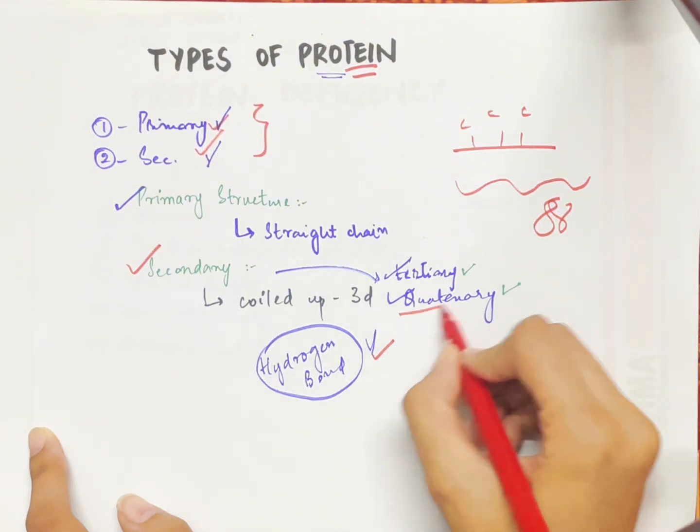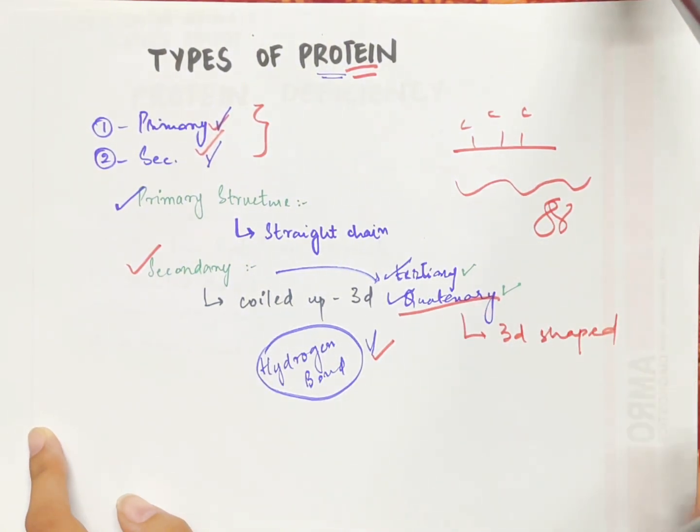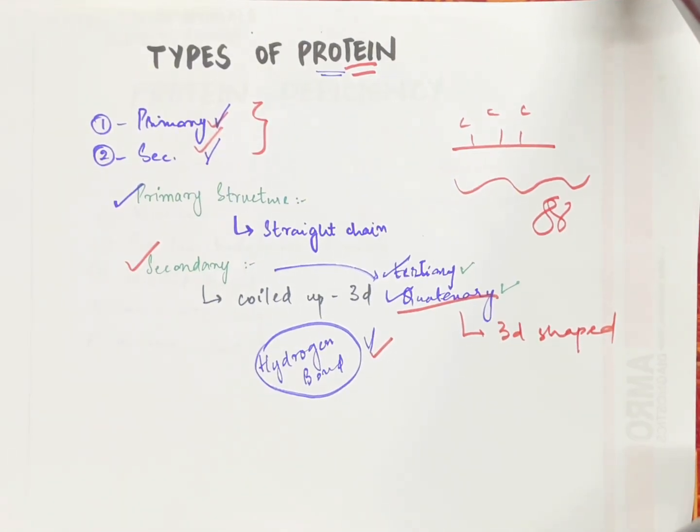The quaternary structure basically consists of a 3D-shaped structure that helps us recognize that this is a quaternary structure. So the major kinds of structure that a protein has are the primary, secondary, and the tertiary.